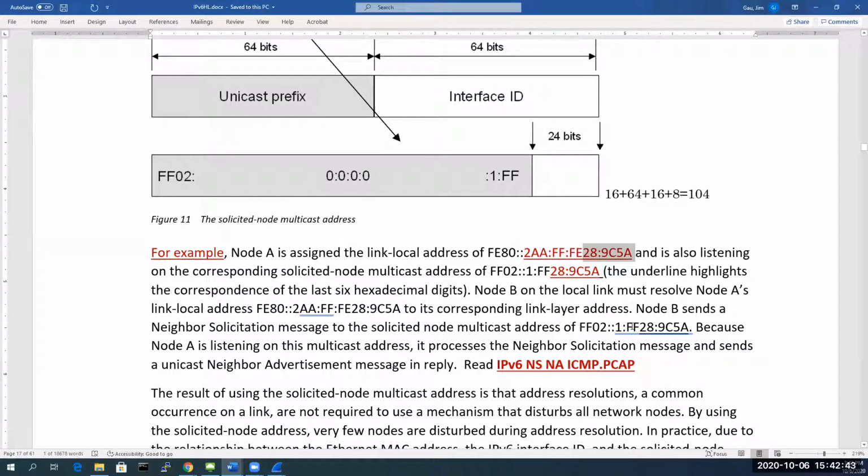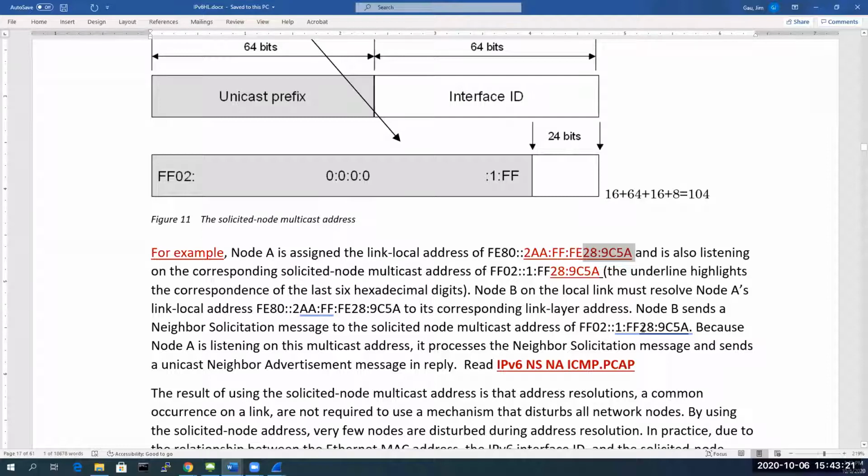So here is all the way 104-bit. And then the last 24-bit of the IP, you put it in here and make it your IPv6 multicast address, the solicited-node multicast. Your system will not only respond directly to requests to its own IP address as the destination, but it will also respond to ff02::1:ff28:9c58 as the destination. So this is the multicast address.